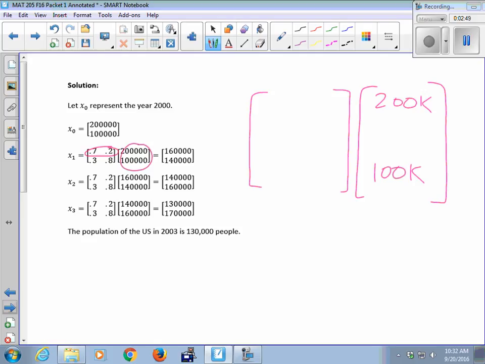I need the US keeps 80% of its own population, right? So I'm going to put a 0.8 here so that I'm going to do 80% of 200,000. And then the US keeps 80%. How much does it take from Mexico? 30%. So I'm going to put a 0.3 here. So you have 80% of the US population, 30% of Mexico's population, add them together, that makes the new US population.